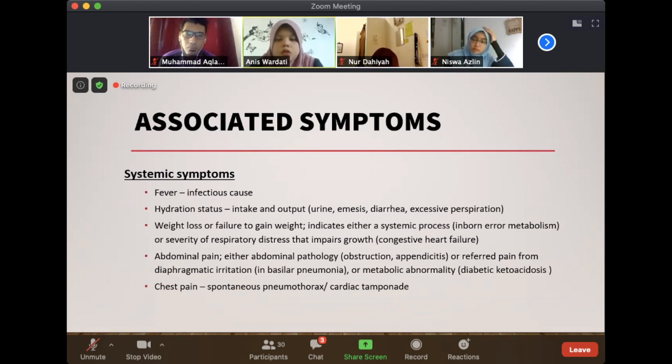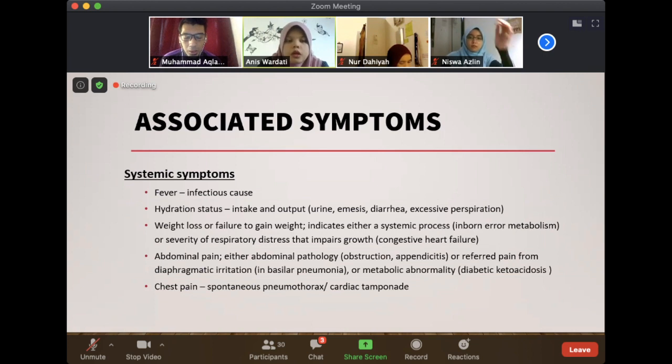Because shock can also be one of the causes of breathlessness, or if the patient is having severe breathlessness, it can also impact the hydration status of the intake. And then we also need to ask about weight loss, or if there is any failure to gain weight during the development of the child, because this could indicate either an inborn error of metabolism or a chronic condition, for example, congestive heart failure, which can impair growth.